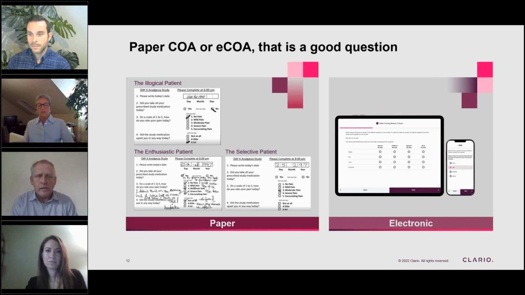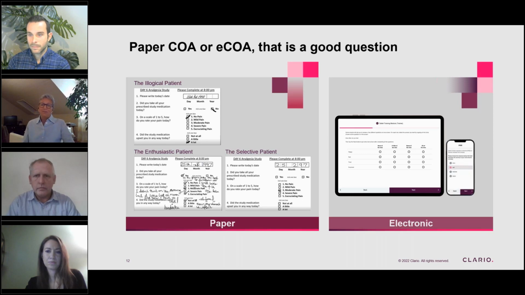So the electronic can avoid the illogical data entry. The electronic format can avoid the selective patient. So all questions have to be answered one at a time, and there can trigger branching. So if I said I didn't take my study medication today, it wouldn't ask the question if it upset me or not. So you can avoid the illogical.